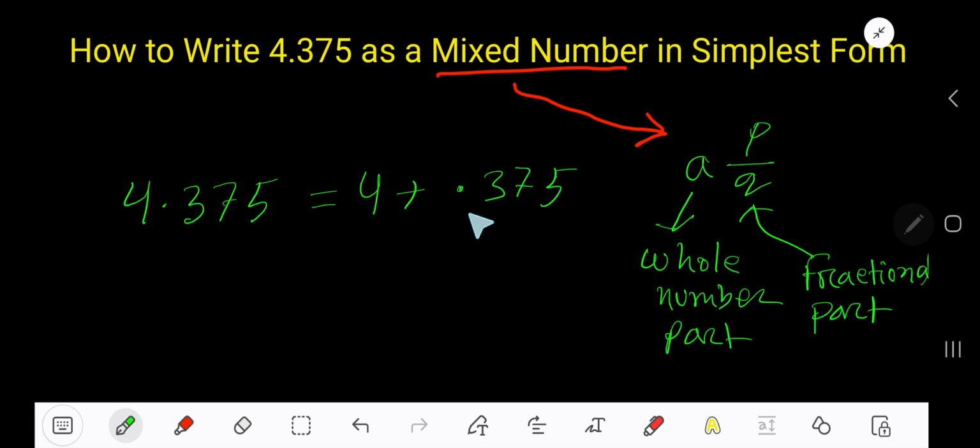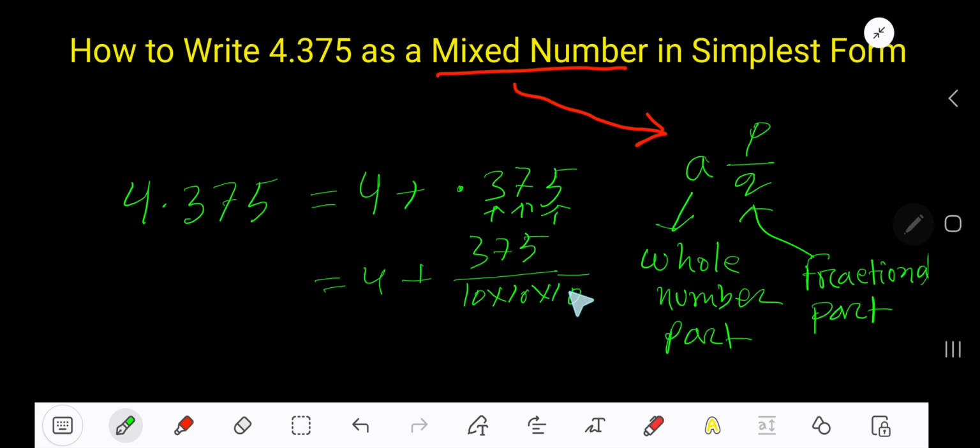Now we need to convert this. The whole number part is here, 4. Before the decimal we get the whole number part, after the decimal we get the fractional part. So convert this to this form. We need a numerator and a denominator. For the numerator, just keep the decimal, write the number you are getting. For the denominator, for every digit you have to consider 10. 10 times 10 times 10. 3 digits, so you write 1000.